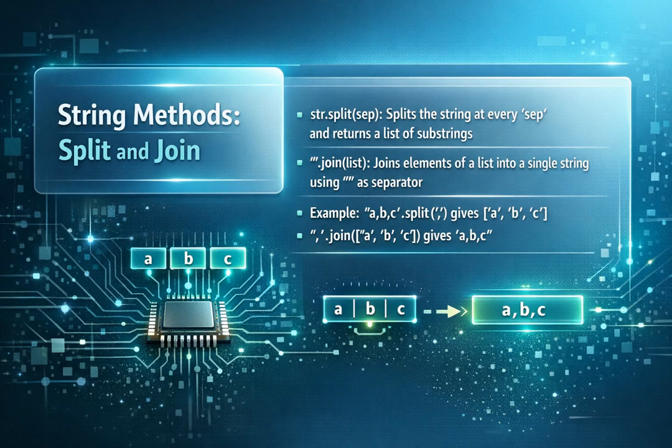The split method breaks a string into a list of substrings at each occurrence of a separator. Splitting the string "a,b,c" using comma as the separator gives the list a, b, c. The join method does the reverse. It joins a list of strings into one single string using a specified separator.